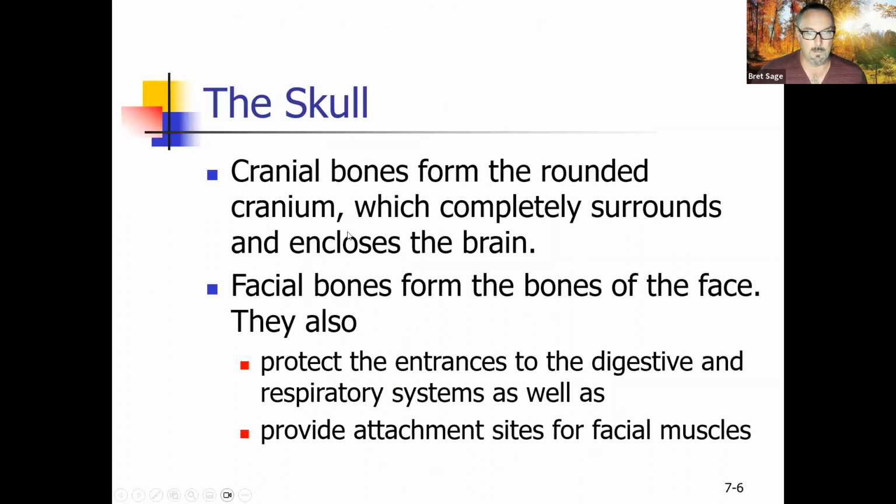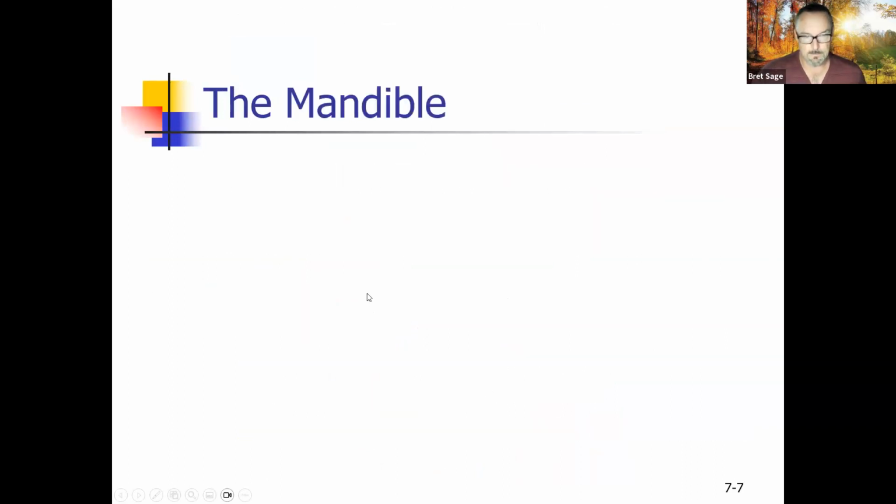The skull: cranial bones form the rounded cranium, which completely surrounds and encloses the brain. Facial bones form the bones of the face. They also protect the entrances to the digestive and respiratory systems, as well as providing attachment sites for facial muscles.